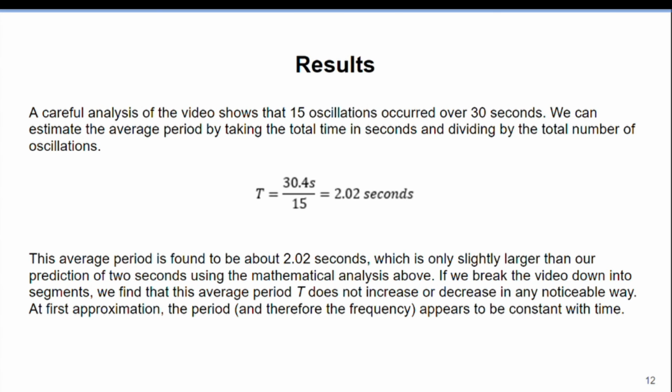If we break the video down into segments, we find that this average period T does not increase or decrease in any noticeable way. At first approximation, the period, and therefore the frequency, appears to be constant with time.